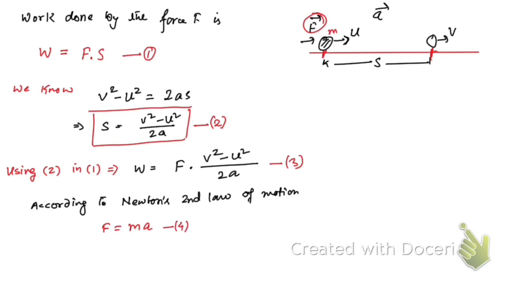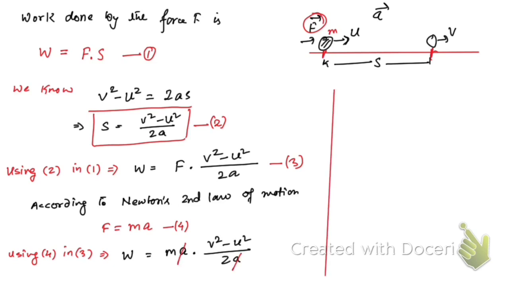So using 4 in 3, we're going to have W is equal to, instead of force we're going to write ma into v square minus u square divided by twice a. That's what we have got. Now here you see a cancels.